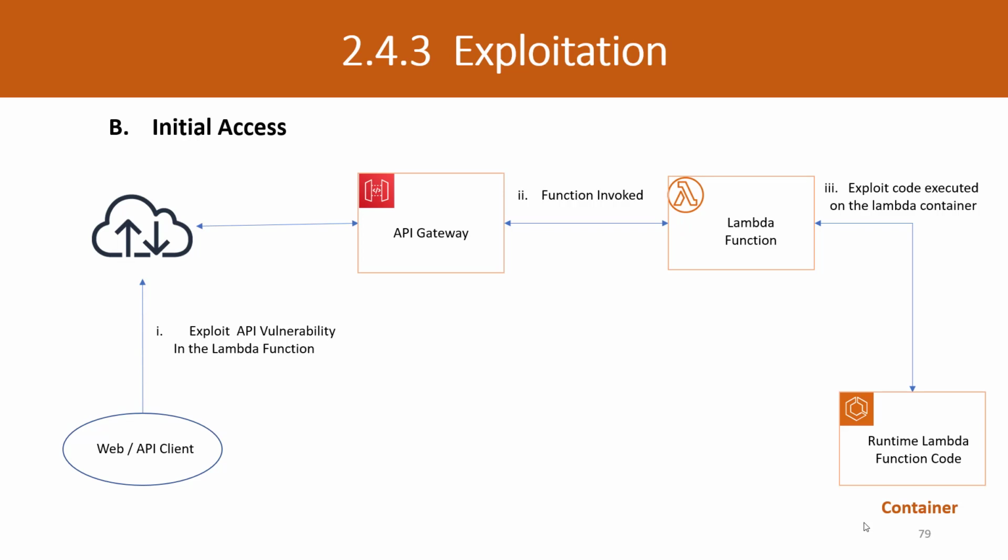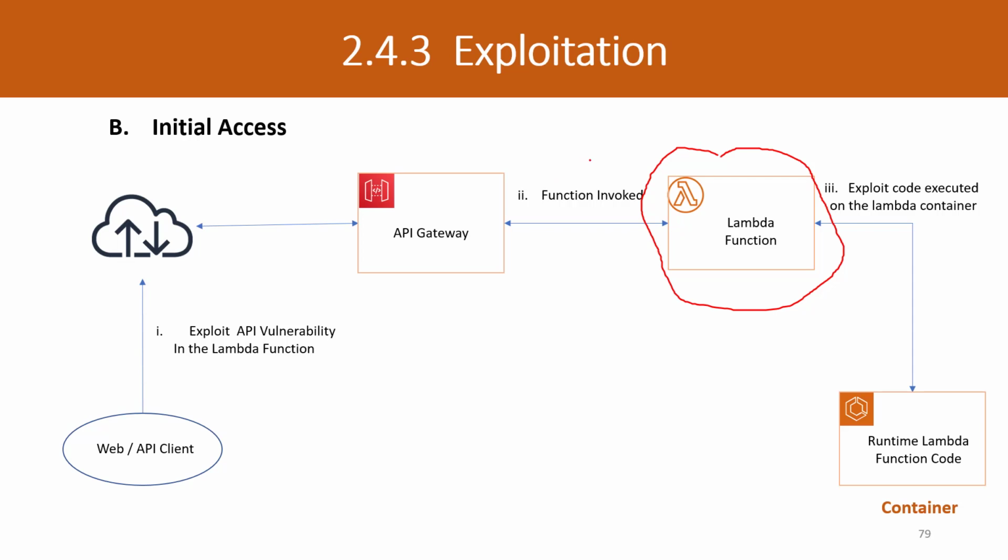In this module, we will discuss how we can use a Lambda function to get initial access within the AWS environment. You can see in this diagram, suppose there is a Lambda function which has code mentioned in it, which is used to perform some operations. Now how can we trigger this Lambda function?